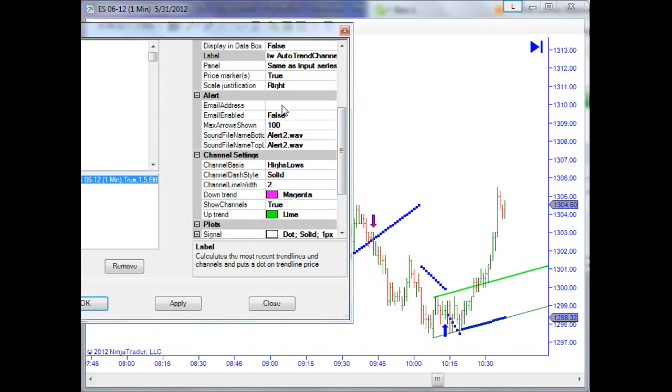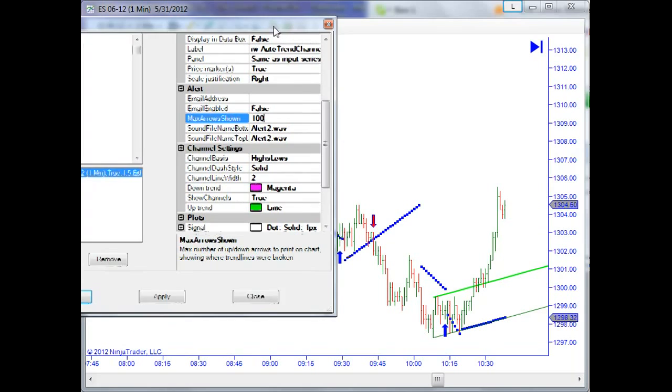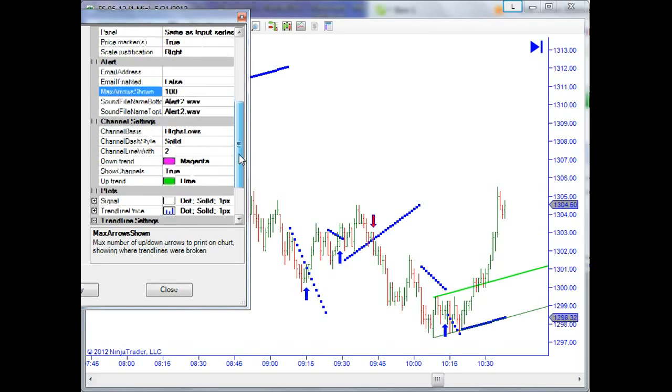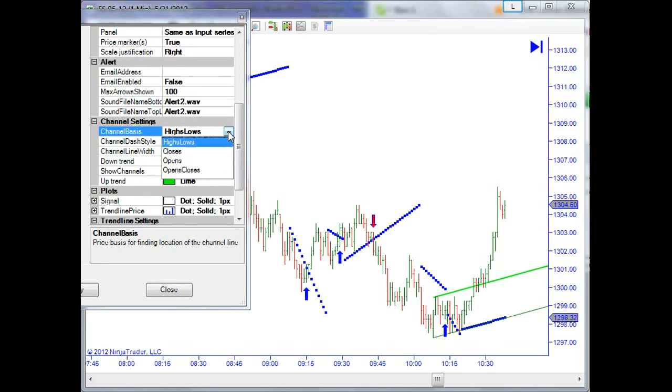You also get an email address for email alerts. The number of arrows shown: you can limit the number of arrows that appear on the chart. We have 100 here, so you'll see 100 arrows in the history. Channel basis, you can go from highs and lows to closes to opens, open to closes.